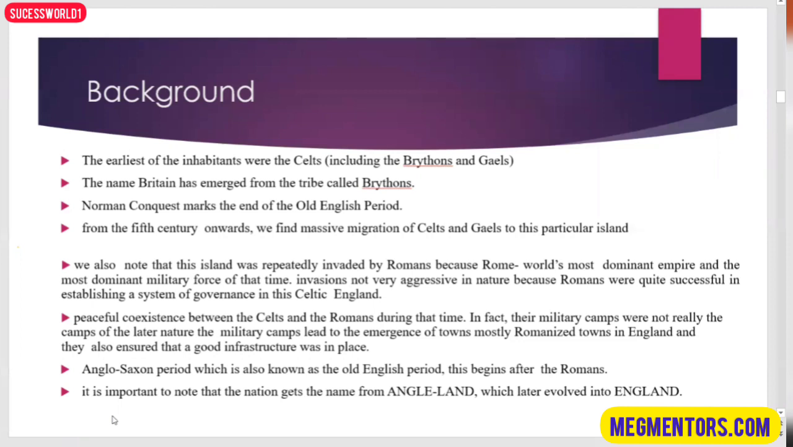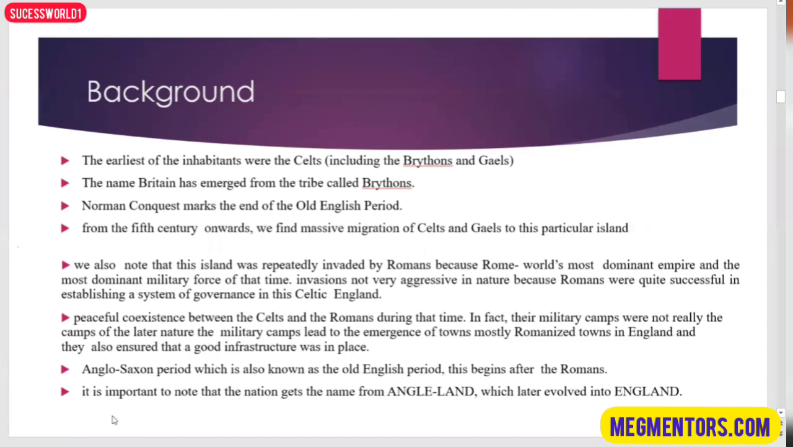In Great Britain, by extension, because Scotland and Wales are also so close, there is a good chance that Celts were there as well. So it was a very peaceful coexistence, Romans and Celts. And why was it that they were so peaceful in nature?